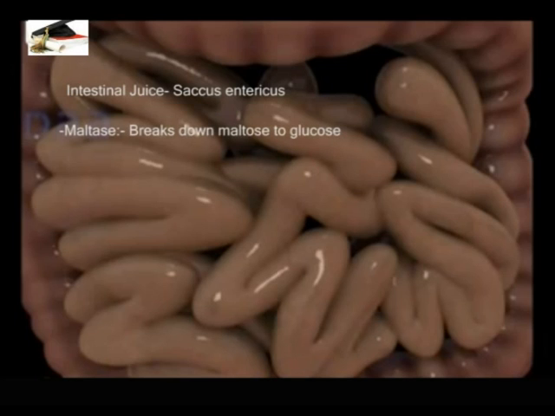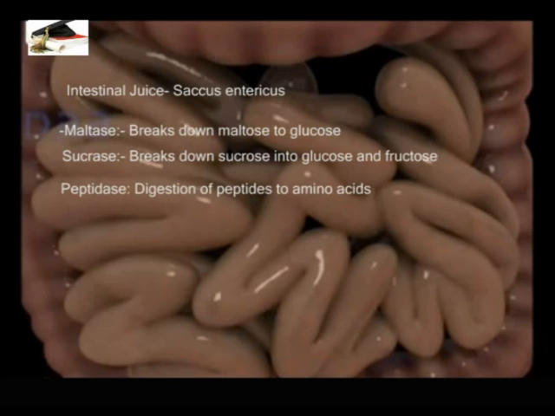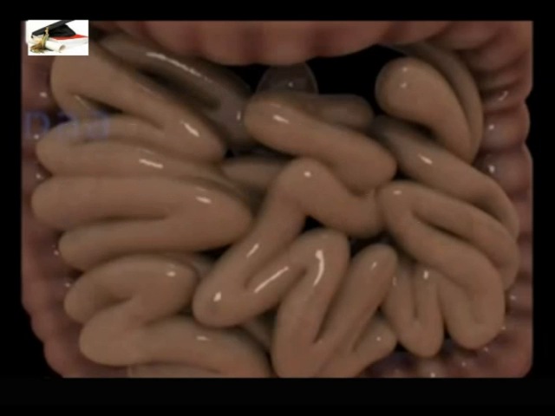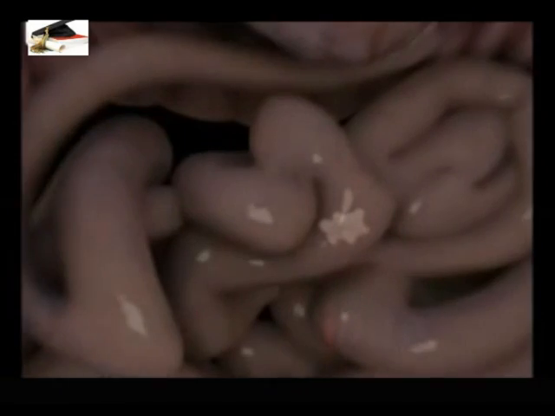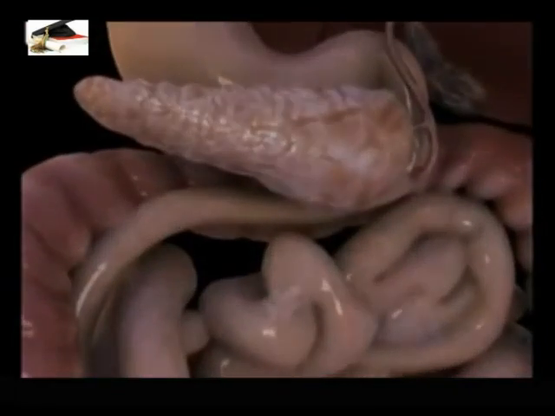Maltase speeds up the breakdown of maltose to glucose. Sucrase speeds up the breakdown of sucrose into glucose and fructose. Maltase and sucrase complete the digestion of carbohydrates. Peptidase breaks down peptides into amino acids, and lipase breaks down lipids into fatty acids and glycerol. The process of digestion thus ends in the ileum, and the resulting watery emulsion of food is called chyle and contains soluble products of digestion ready for absorption.